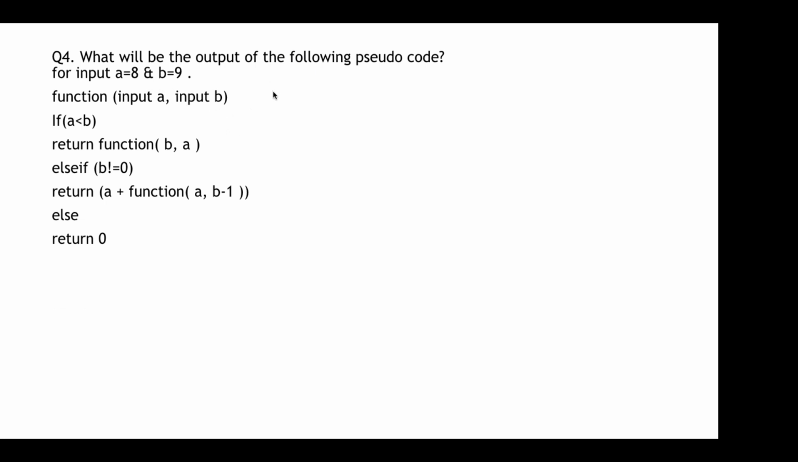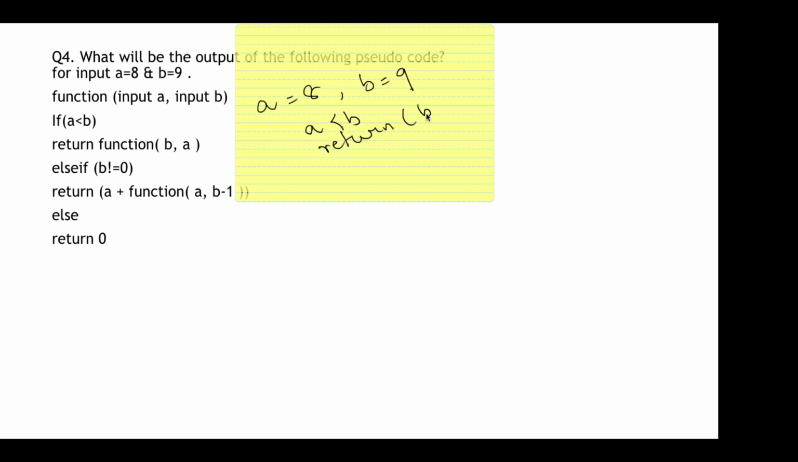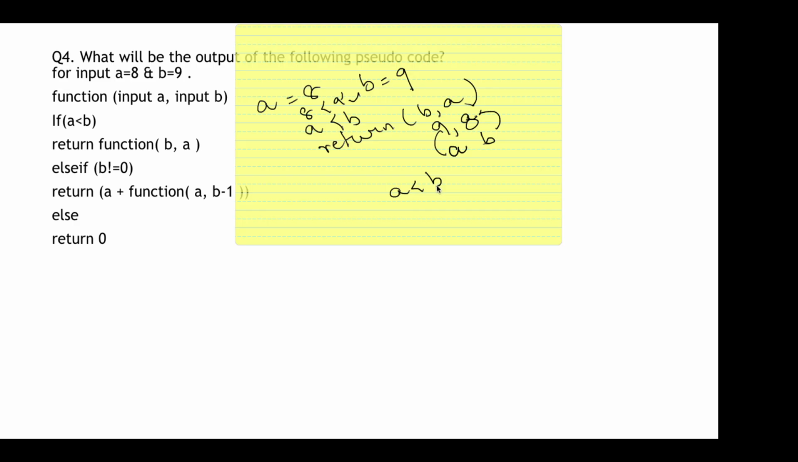So moving on to the next question. This question was there in the first lecture. So the value of A is equal to 8, the value of B is equal to 9. Now if A less than B, then what is it returning? It is going to return B comma A. So 8 less than 9 is true, so it will return 9 comma 8. So now the value of A is 9 and the value of B is 8. Now again it will compare A less than B. Is 9 less than 8? No. So the if statement is not executed.